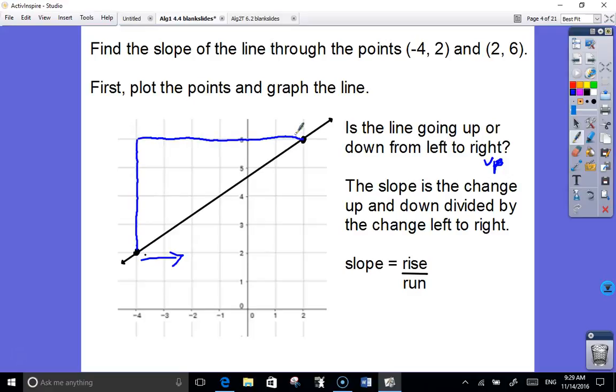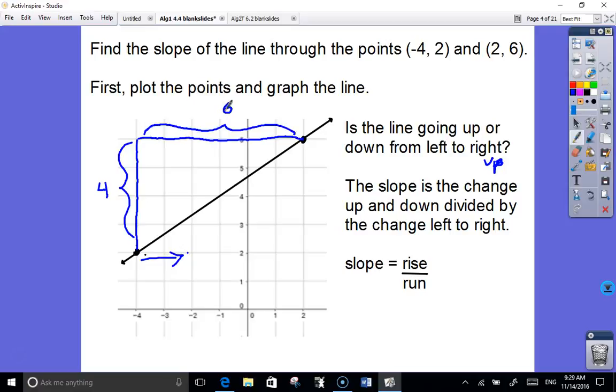Okay, well, how many units did it go up? From here to here, how many is that? It was 4, right? How many units did it go to the right? 6. I mean, you can just count it, guys. That's 6. Okay, so with that, we can quantify how much it was going up as it went over.